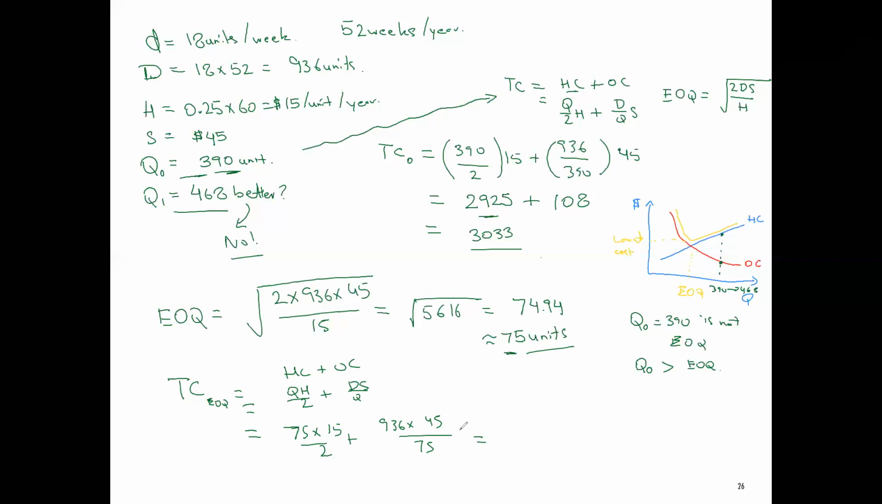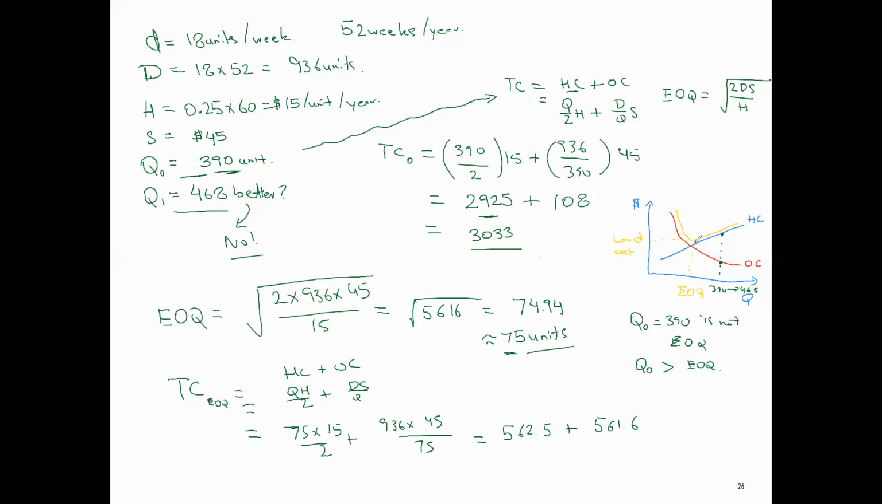Okay, 75 times 15 divided by 2 is 562.5. Plus ordering cost, which is 936 times 45 divided by 75, and that is 561.6. Now, as you can very clearly see, these two are very, very close to each other. The reason these two are not the same is because we rounded this from 74.94 to 75. If you use a much more accurate number, these will be exactly the same.